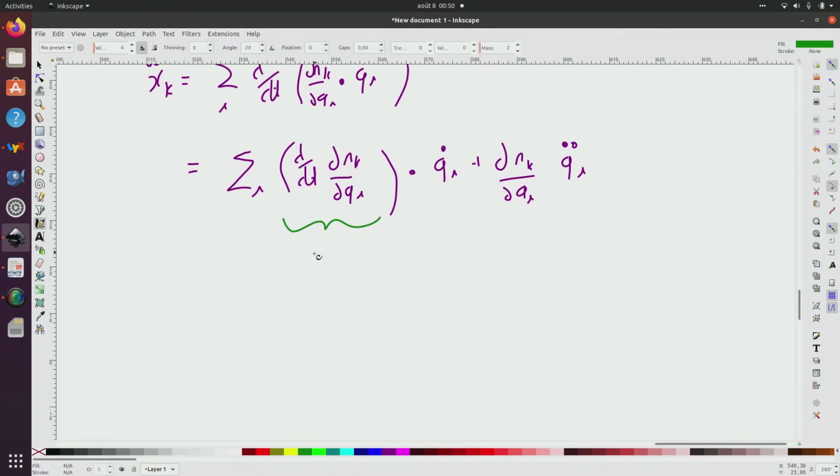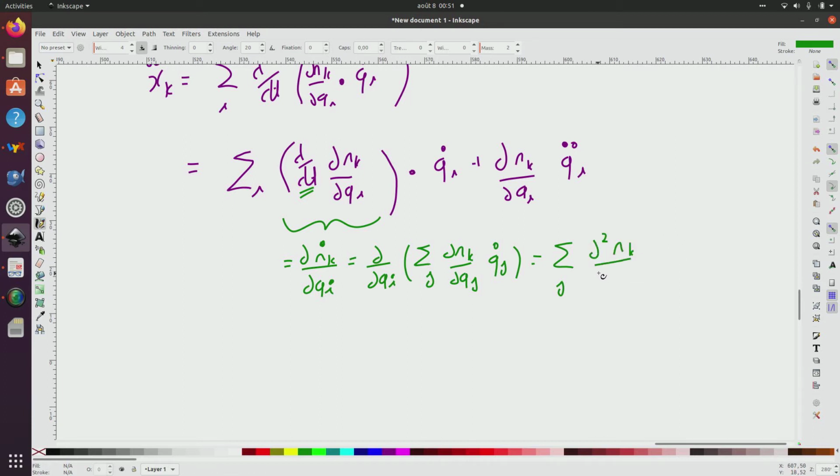Now if I take only this one, it is equal to the derivative of the partial derivative of r k with respect to q i, which is equal to this multiplied by the derivative of this sum, q dot j, and this is equal to the sum with respect to j of the second derivative of r k with respect to q i and q j, multiplied by q dot j.